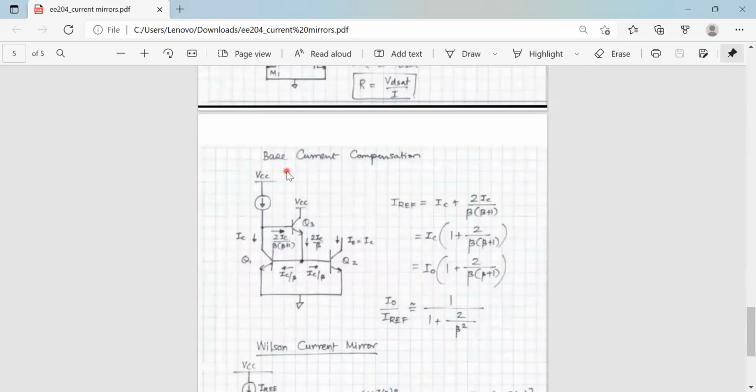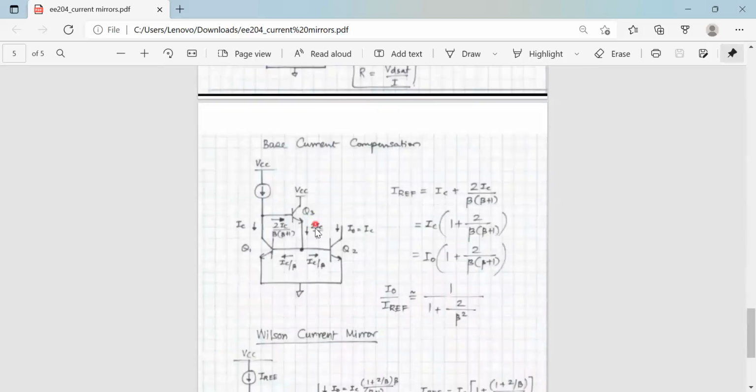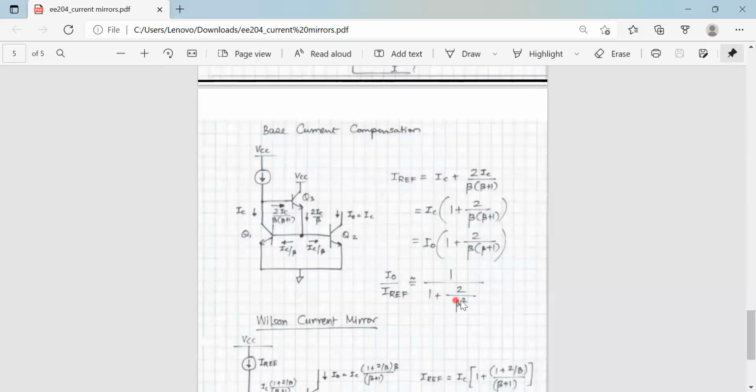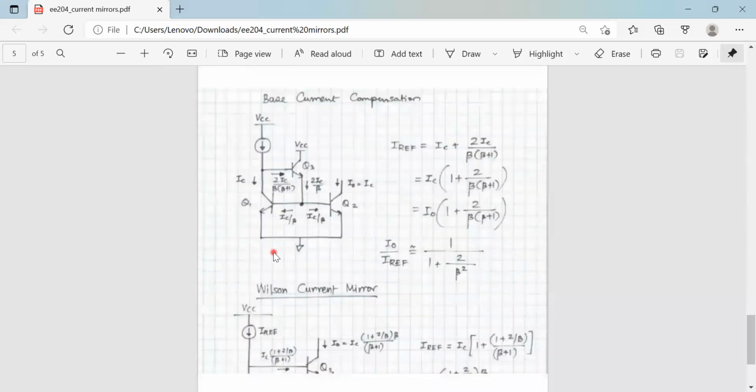We can use BJTs also in place of MOSFETs, but we should consider the base current. So in this model, let's take this current mirror. Here biasing is done from here to here. We should consider that IC by beta current flows through this and this. If we solve the Kirchhoff equations, we get that IO by I RF is 1 by (1 plus 2 by beta) square for this configuration.